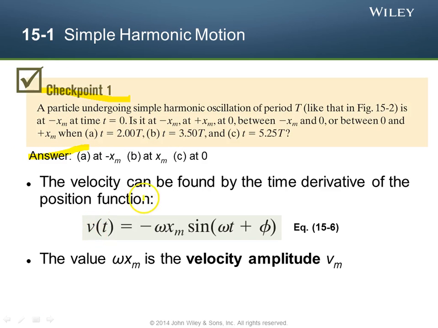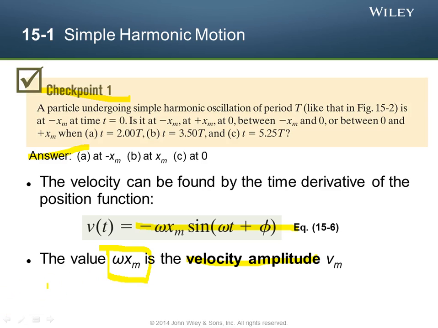Quick note about velocity. Knowing calculus, we can find the velocity by taking the derivative of the position function. When we do that, we get this equation here. We get sine instead of cosine, and an omega pops out because of the chain rule. What that tells us is that the velocity amplitude is omega x m. So we take the amplitude times the angular frequency, and that gives us our maximum velocity.